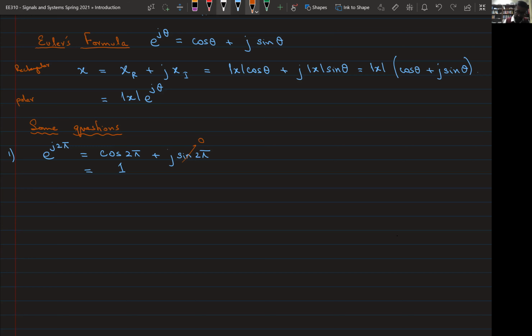The other interpretation is, let me imagine e raised to power j 2 pi as a vector in the two-dimensional space where the x-axis is the real part, the y-axis is the imaginary part. And e raised to power j 2 pi, therefore, is a complex number from the polar coordinate system, which has a magnitude equal to 1. And what's the angle for that? So 2 pi. 2 pi is 360 degrees, right? Which is 2 pi radians.